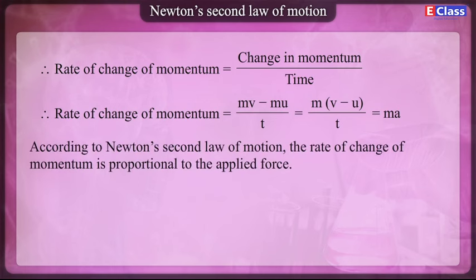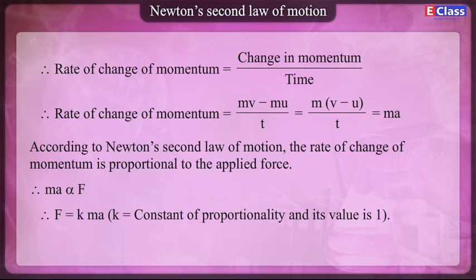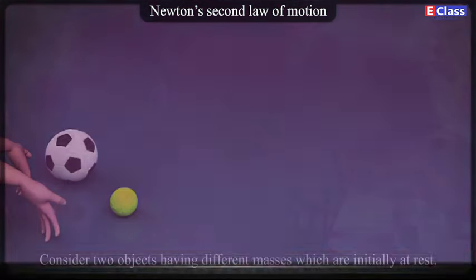According to Newton's second law of motion, the rate of change of momentum is proportional to the applied force. Therefore, ma is directly proportional to F. Therefore, F is equal to kma, where k is the constant of proportionality and its value is 1. F is equal to m multiplied by a.